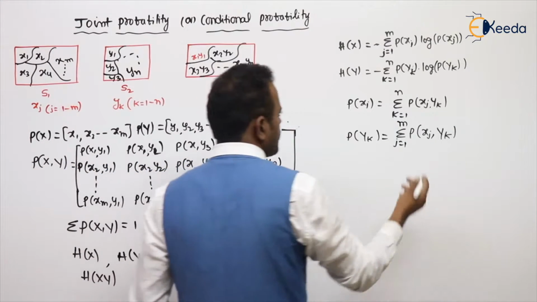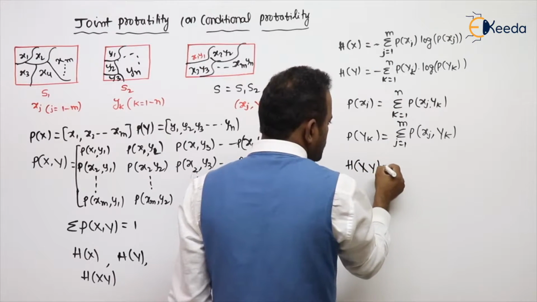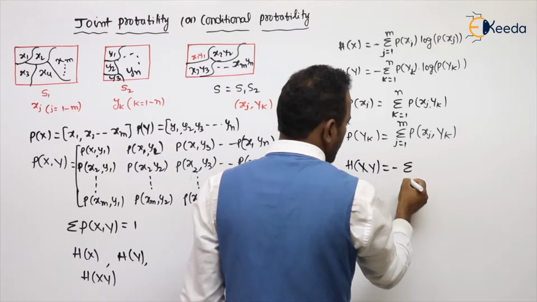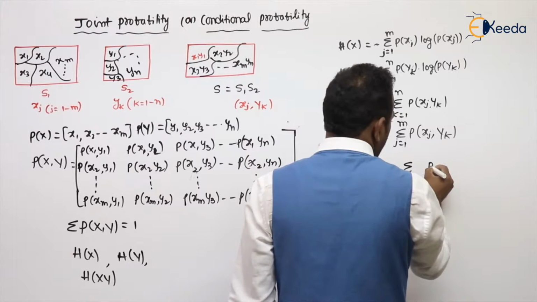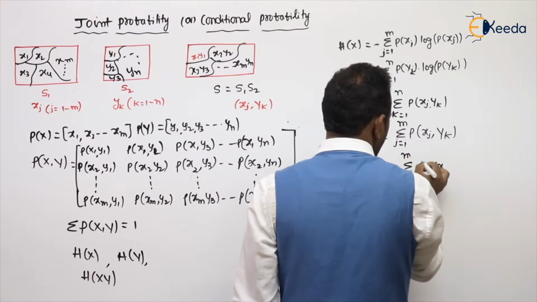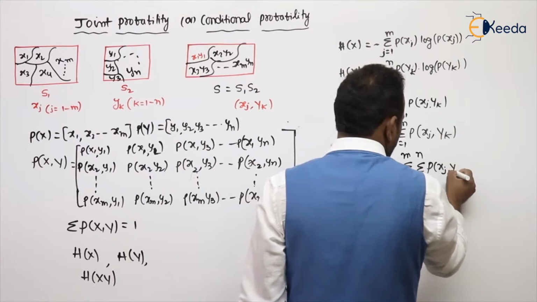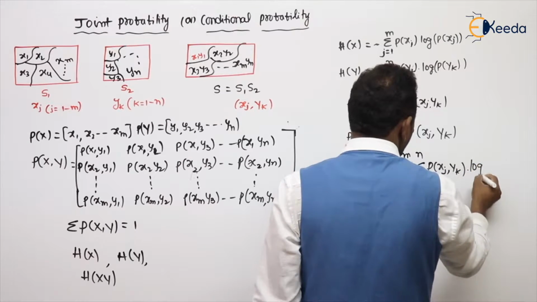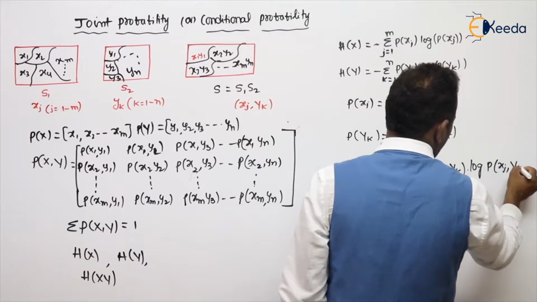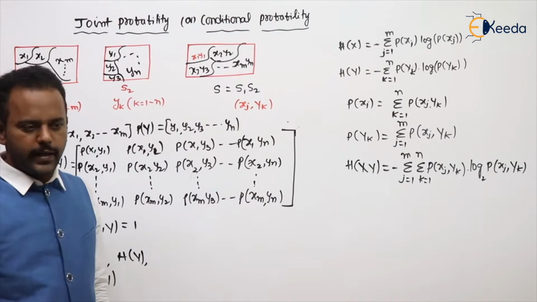Now, what is the joint probability entropy of xy? It is nothing but minus summation. Following my point or not? There are two things there, no? So summation j equal to 1 to m, summation k equal to 1 to n, P of xj comma yk into log of P of xj comma yk, of course base 2. That is the joint probability matrix.